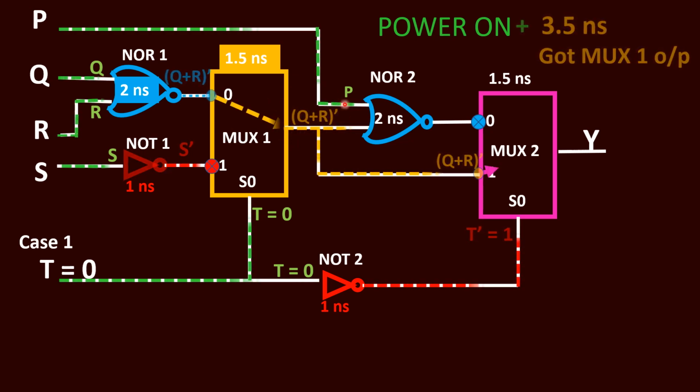So what is the output you get? We get the output as Q plus R the whole dash. The same input is forwarded here as the output. So this Q plus R dash is available at 3.5 nanosecond and immediately it is made available at this first input line, and no input will be accepted at this particular zeroth data line, because it is blocked, because it is not selected. So at what time we get the input for the second multiplexer? By 3.5 nanosecond.